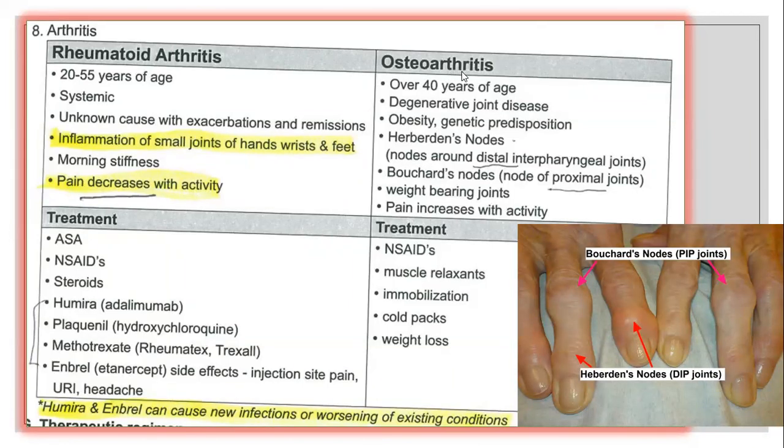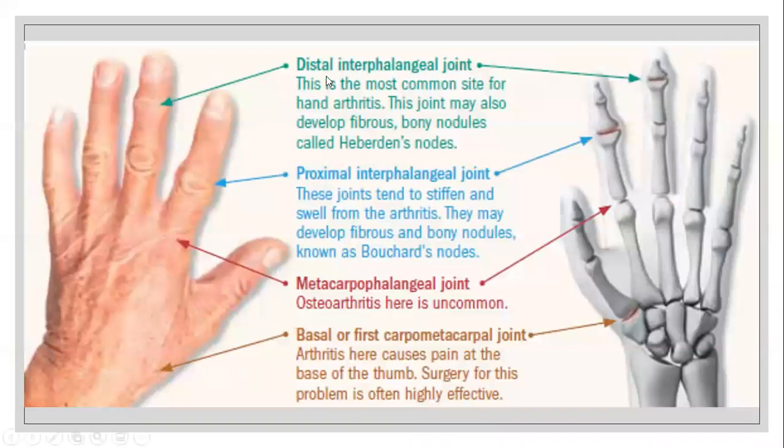Whereas in osteoarthritis, we can see the patient has two characteristic features: Bouchard nodules and Heberden nodules. Bouchard nodules are at the proximal joint, this one, but Heberden nodules are around the distal phalangeal joints. In this picture, this joint is called the distal interphalangeal joint. This is the proximal interphalangeal joint, this is the metacarpophalangeal joint, and this one is the basal or first carpometacarpal joint.